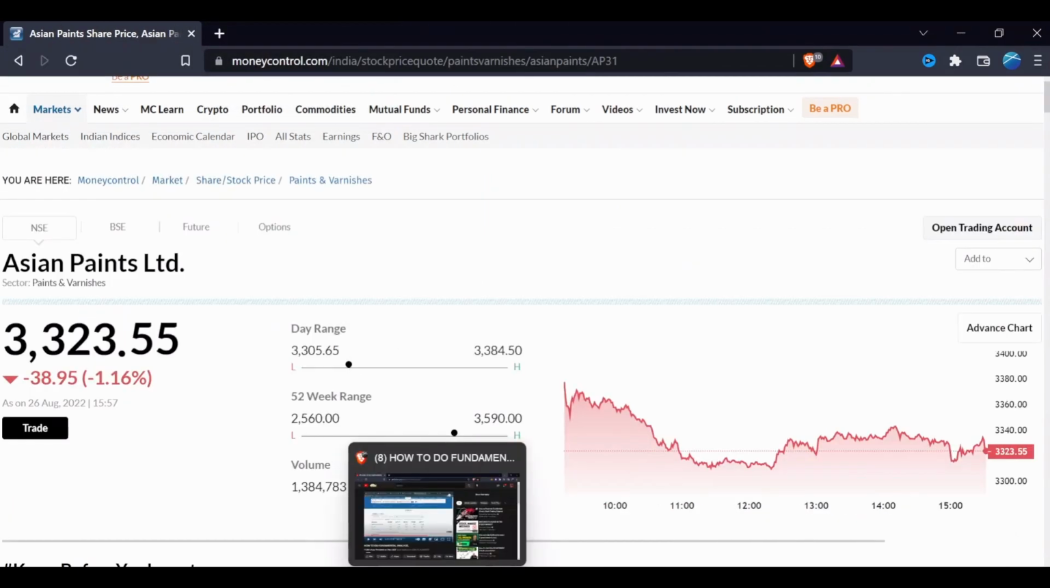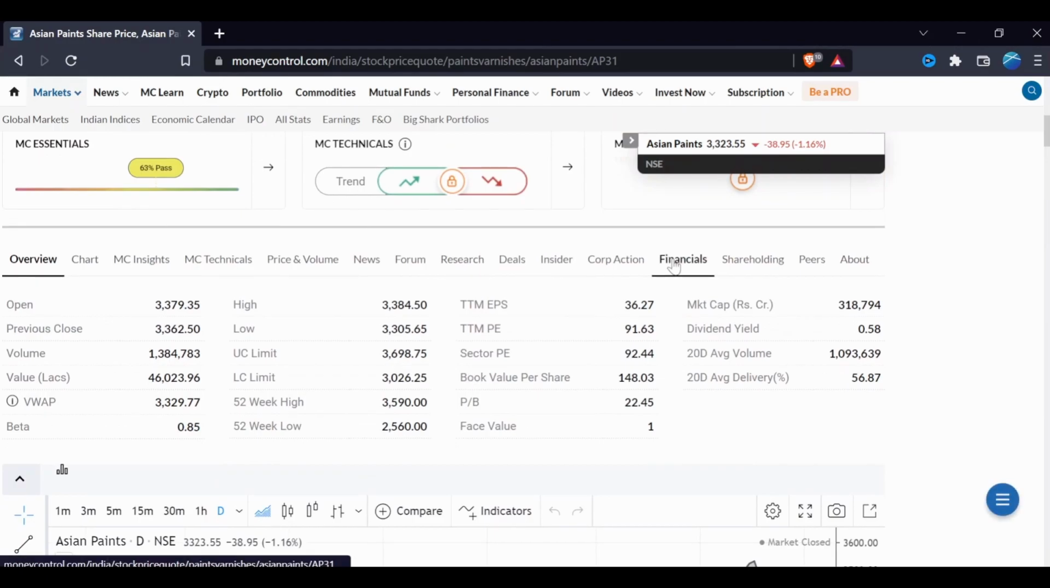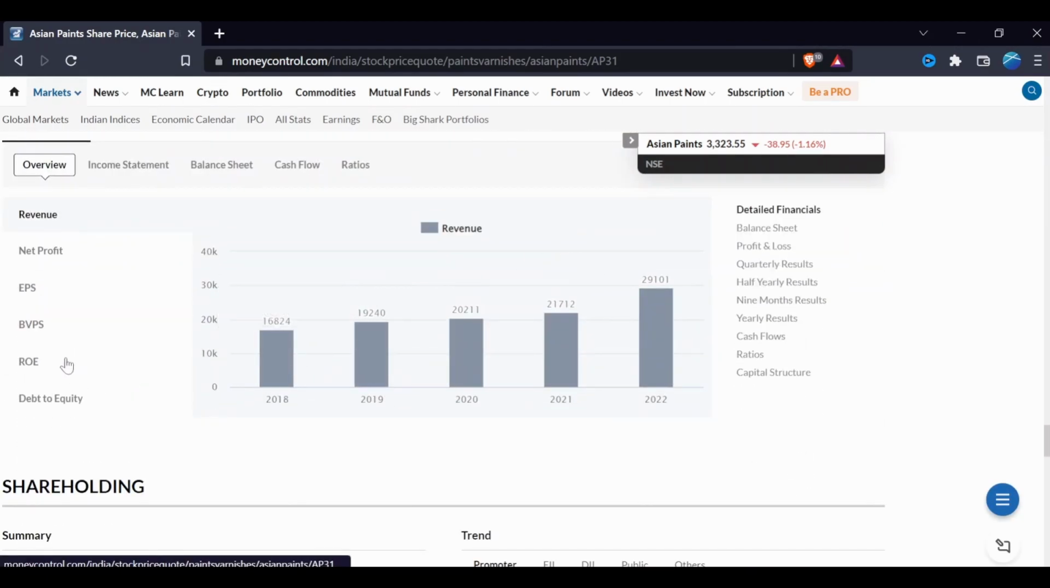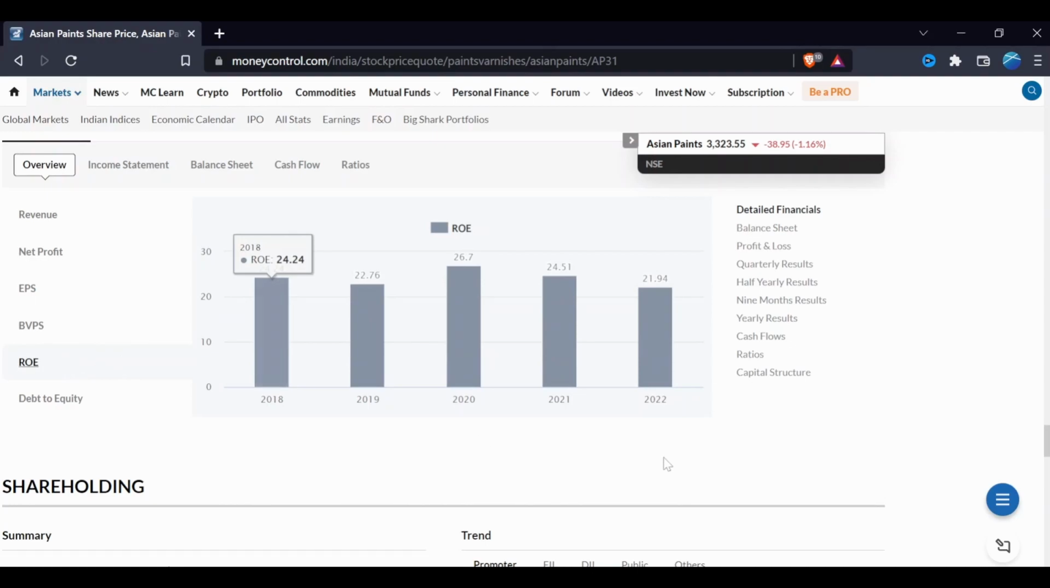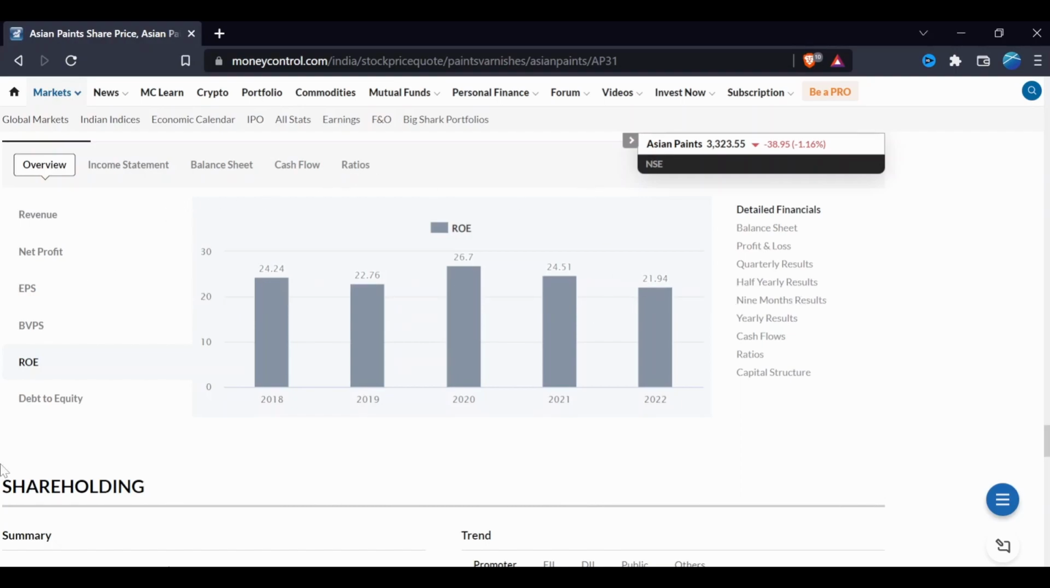Now let's get to our third stock, which is Asian Paints. Let's go to the financials to check the return on equity. Return on equity is more than 20% for the last 5 years. Let's check the average of the last 5 years. The last 5 year average is 24.03%, which is also very good. So we have passed our first step in this company also.